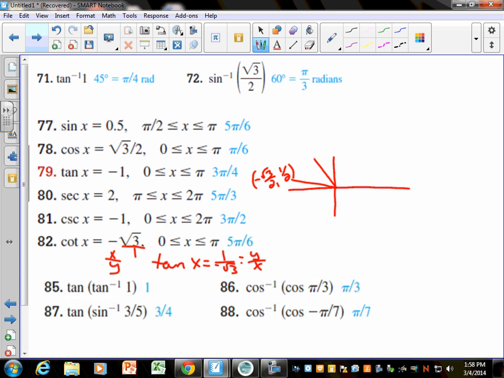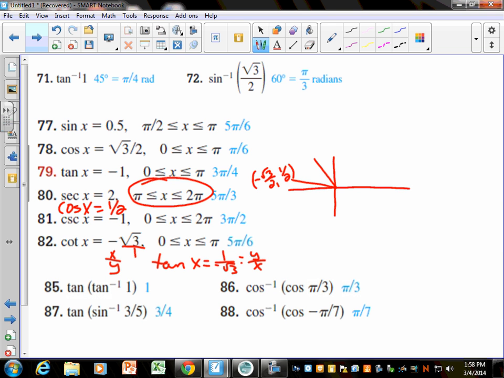Deborah. And 80 is secant of x equals 2. So again, this is one that I would change. Secant of x equals 2 means cosine of x equals 1/2. This part is the super important part, right?